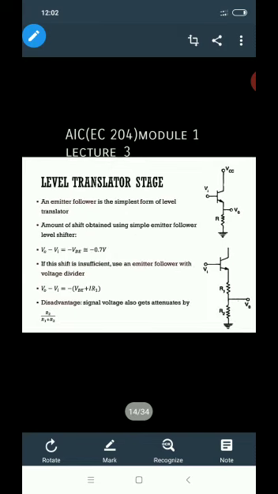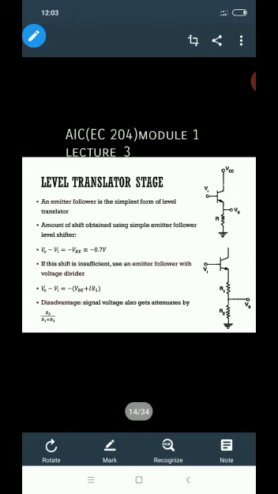So this is the circuit of a level translator stage. Normally an emitter follower is the simplest form of level translator. The amount of shift obtained using a simple emitter follower level shifter is V0 minus Vi, which equals minus VBE, that is, minus 0.7 volt. If this shift is insufficient, use an emitter follower with a voltage divider. So here V0 minus Vi equals minus VBE plus I into R1. There is some disadvantage: the signal voltage also gets attenuated by R2 divided by R1 plus R2.